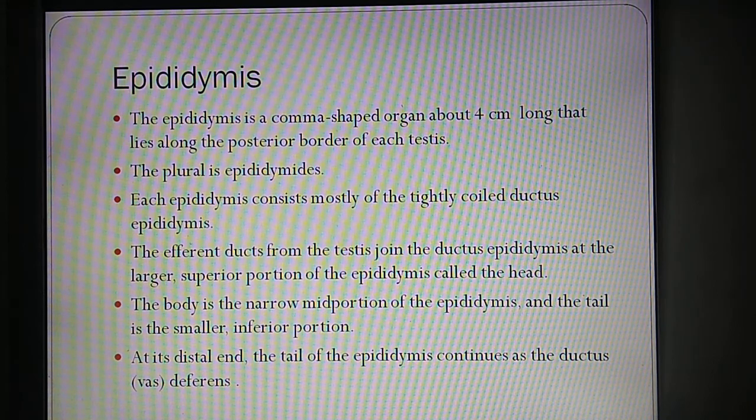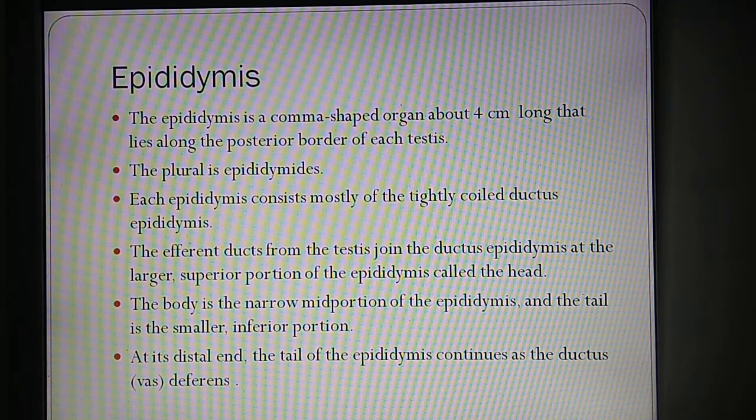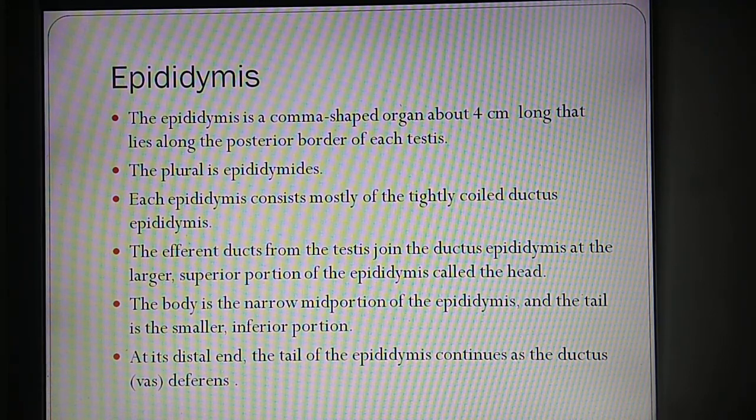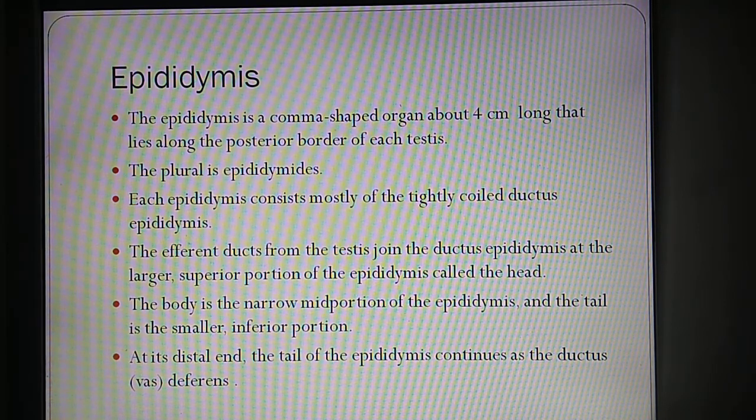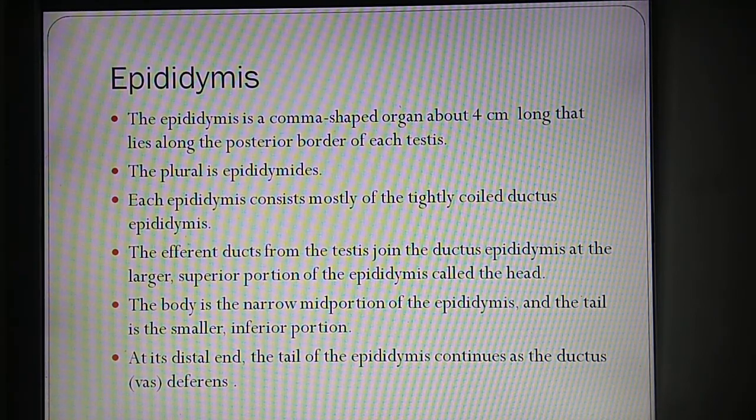Now, epididymis. Epididymis is a comma-shaped organ about 4 centimeters long that lies along the posterior border of each testis. Plural is epididymides. Each epididymis consists mostly of the tightly coiled ductus epididymis. The efferent ducts from the testes join the ductus epididymis at the larger superior portion of the epididymis called head. The body is the narrow mid portion of the epididymis and the tail is the smaller inferior portion.